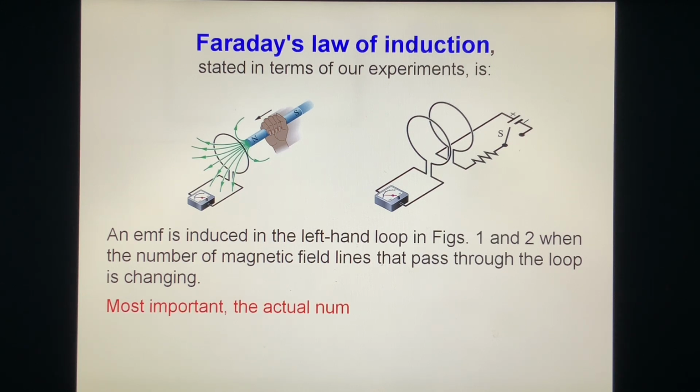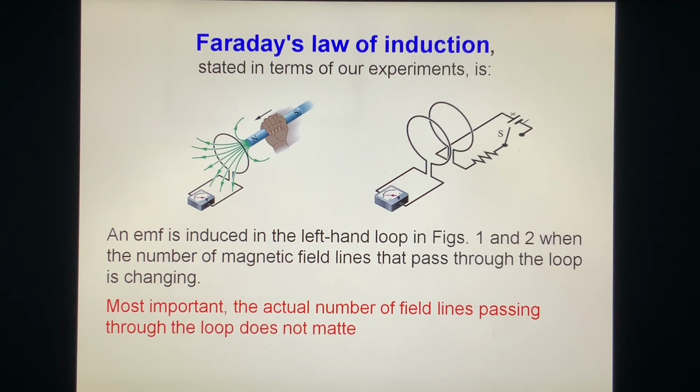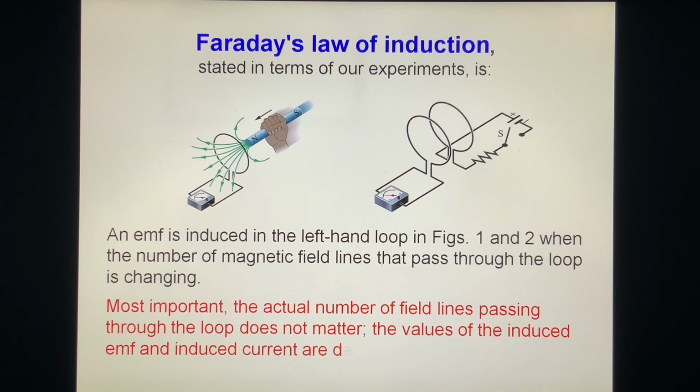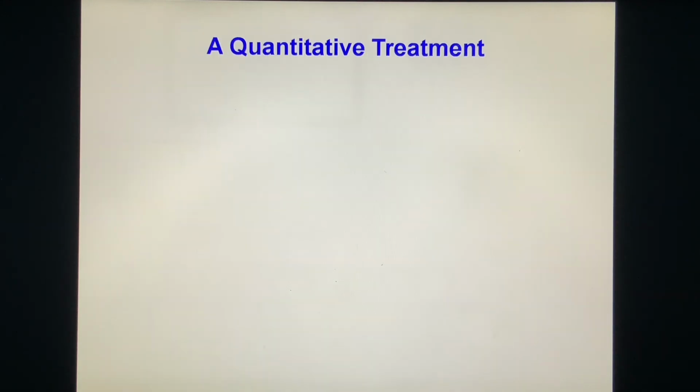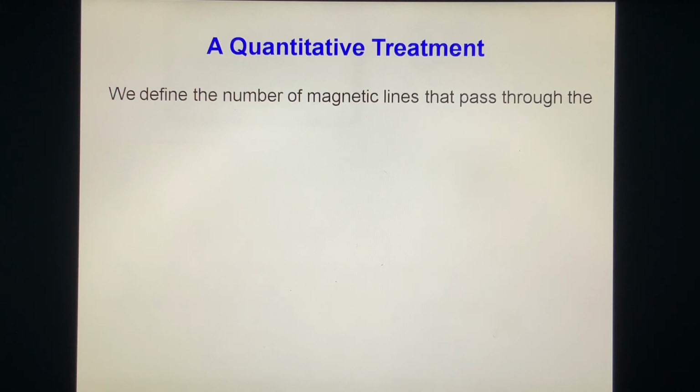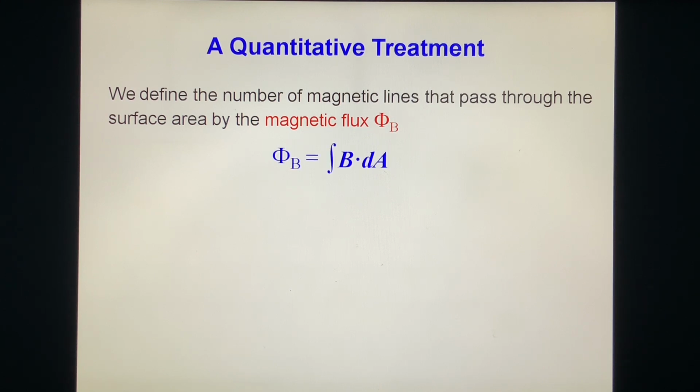Most important, the actual number of the field lines passing through the loop does not matter. The values of induced electromotive force and induced current are determined by the rate at which that number changes. A quantitative treatment: we define the number of magnetic field lines that pass through the surface's area by the magnetic flux Φ_B. We define Φ_B equal to the integral of B dot dA.